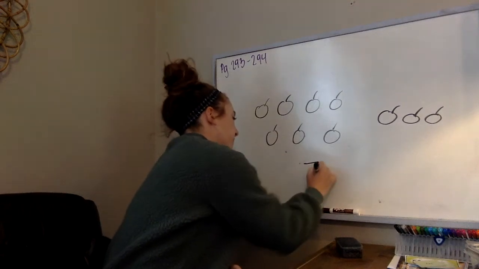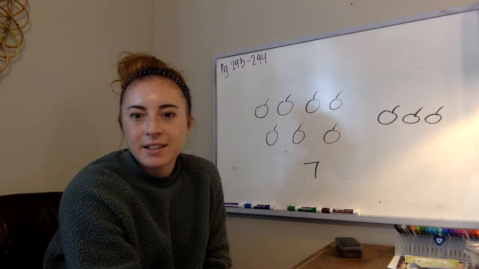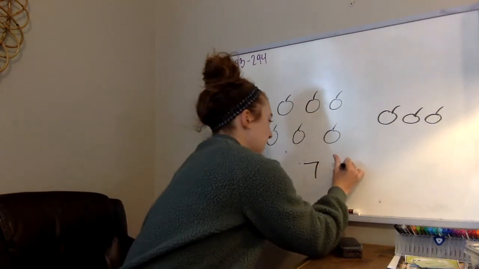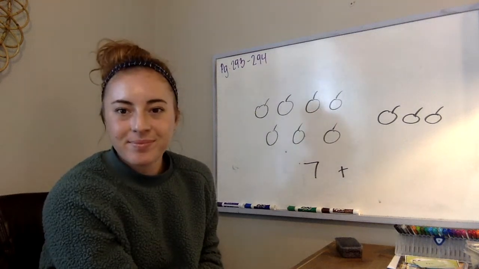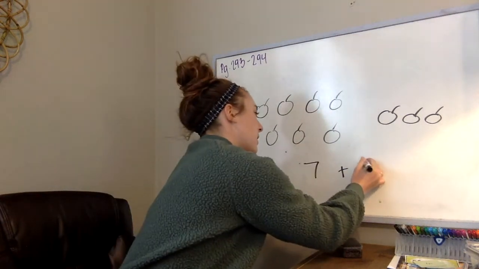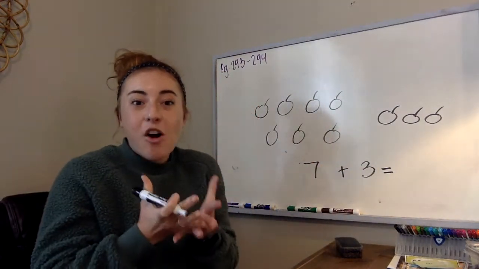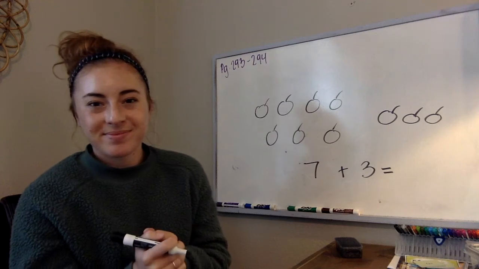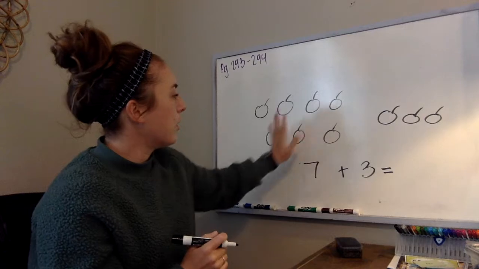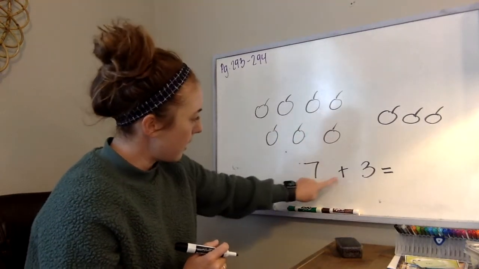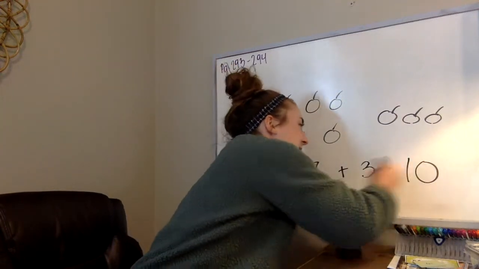7. And are we plus or minus? Add or subtract? Add, so our plus sign. And then how many did he go back and pick? 3. 7 plus 3. So now how many does he have all together? 1, 2, 3, 4, 5, 6, 7, plus 3: 8, 9, 10. Now he has 10 cherries.